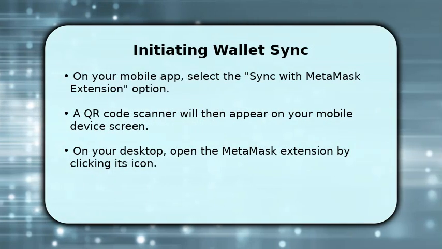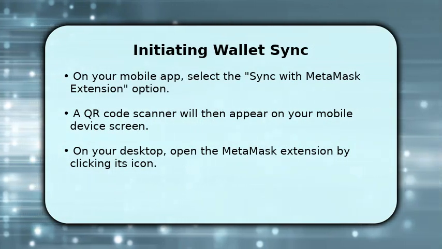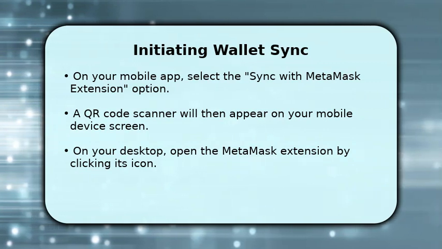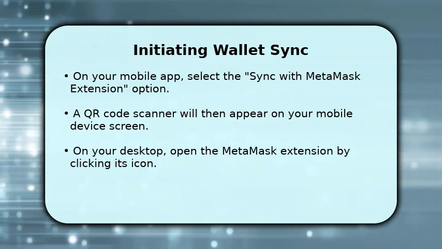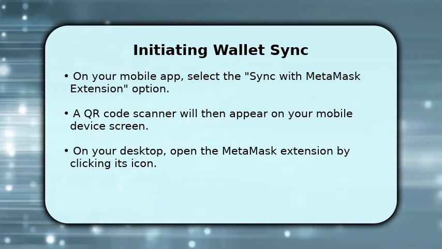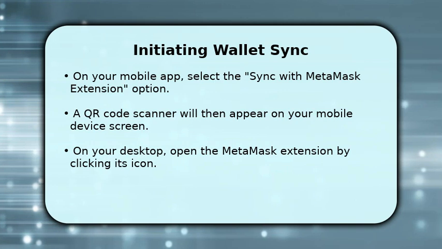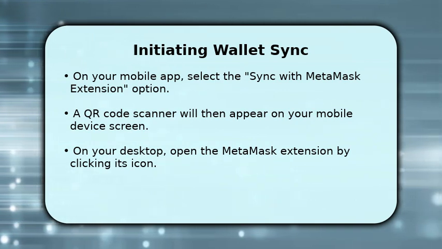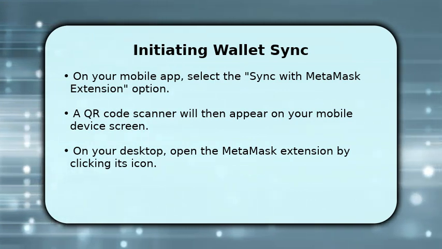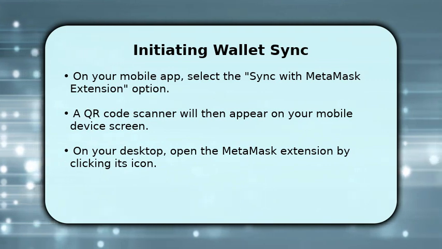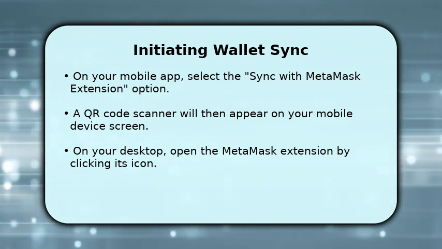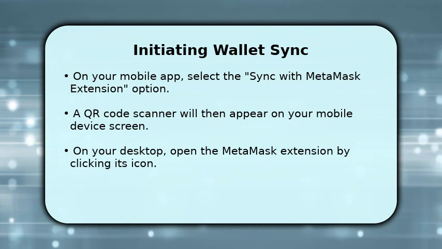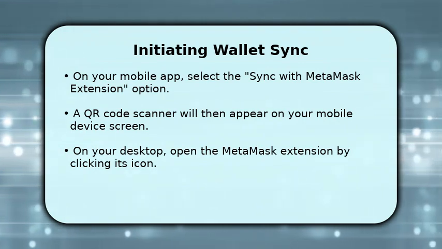Now let's get the connection started. On your mobile MetaMask app, look for and tap the Sync with MetaMask extension option. This action will activate a QR code scanner on your phone's screen, ready to capture information. Simultaneously, on your desktop, open the MetaMask browser extension. You will need to access its settings to proceed with the syncing process.